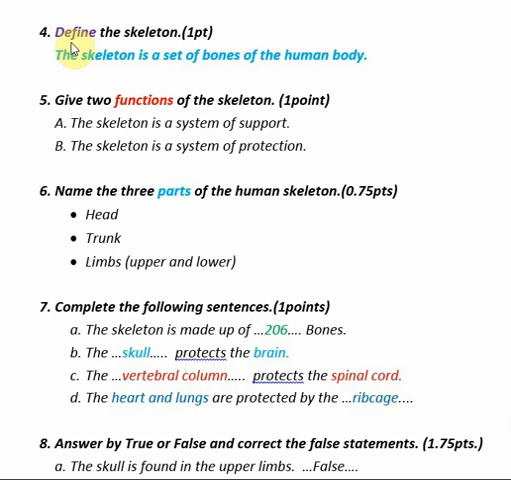Okay? You can also name any other two bones found in the upper limb. In number 4, you are going to define the skeleton. The skeleton is a set of bones of the human body. The functions of the skeleton are a system of support and a system of protection.